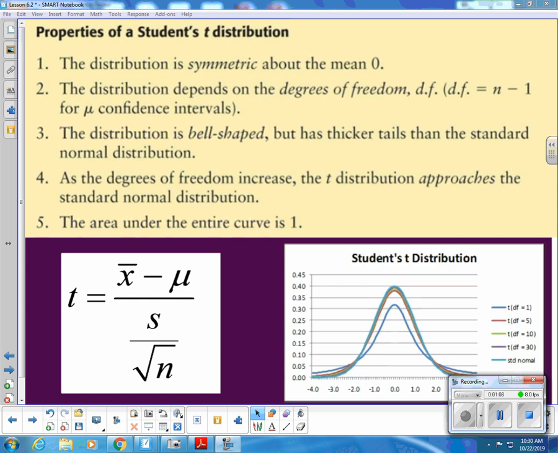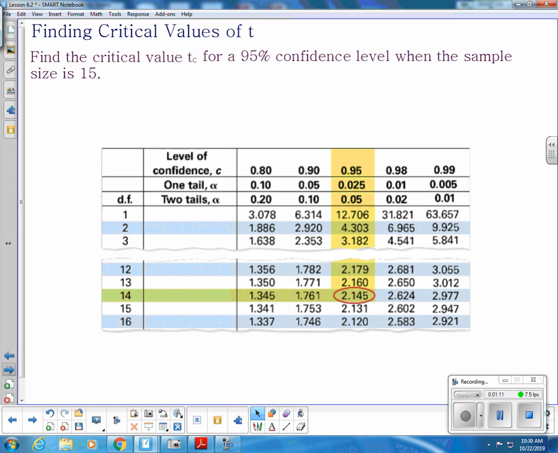Okay? All right. So this is the chart you were given. When it says find the critical value t sub c for a 95% confidence level, really easy. You're going to go to 95%. The sample size is 15. So what is our degrees of freedom? 14. We're just going to subtract 1. So we take that degrees of freedom, go to 14, go over, where does it intersect with 95%? That's your t number. 2.145. That's all you have to do.